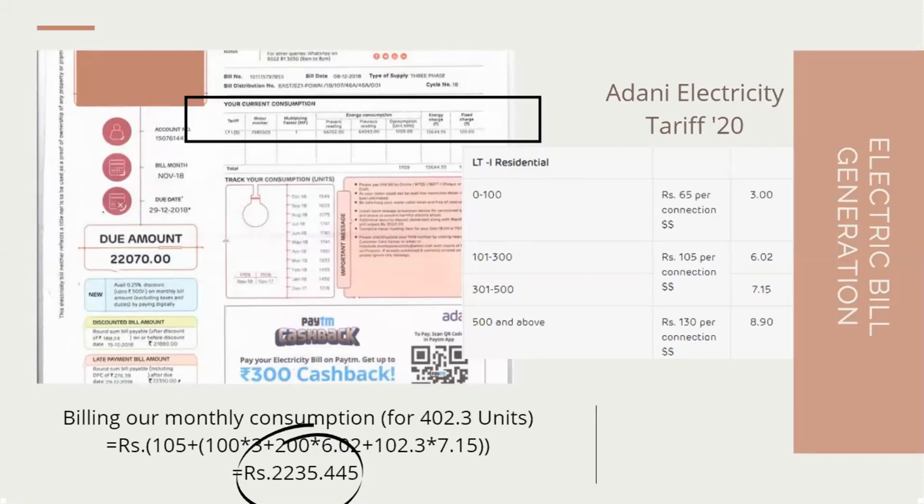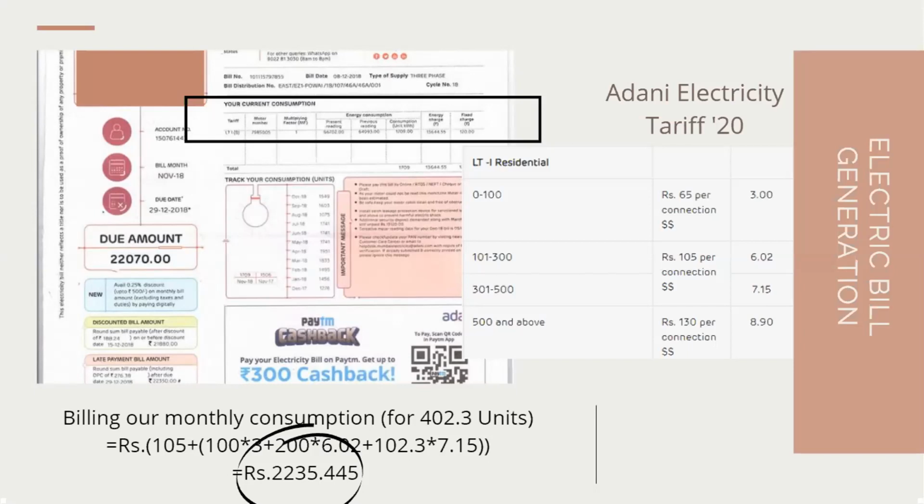For every range of 0 to 100 watt hours consumed, they bill it at about 3 rupees. Similarly, from 101 to 300, they bill it at about 6.02 rupees, and then till 500, it's 7.15 rupees. And they also have the fixed charges per connection. For example, from 0 to 100, it becomes 65 rupees, and from 101 to 300, it becomes 105 rupees. And then our net billing comes out to be about 2,000 rupees. So that's high from what we have actually seen.